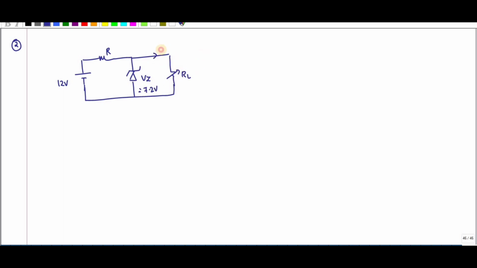So the load current, that is IL. Since the resistance is varying, IL varies from 12 to 100 milliamps. They are asking to find the value of R. What is the value of R? And they have given IZ minimum is equal to 10 milliamps.